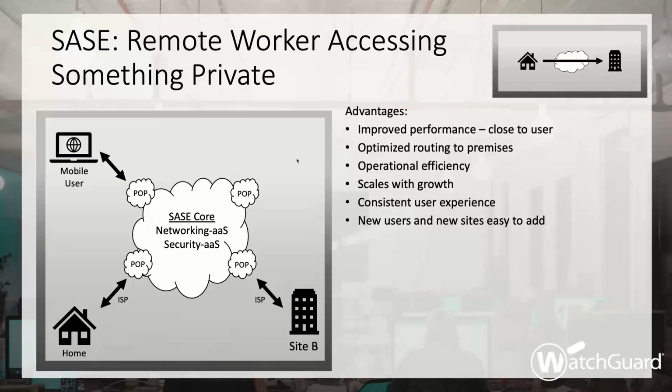That goes away here, and it really improves performance for my users, because the POPs that my SASE provider is giving me are closer to my user, right? So it provides them with additional efficiency. It optimizes that routing from where they are to my on-premises applications. As a service provider, as an MSP, it's very efficient for me to operate a network like this.